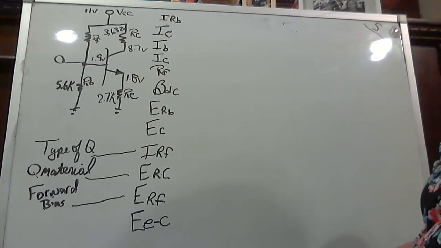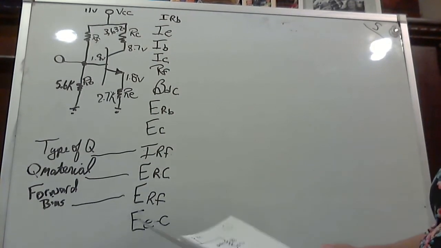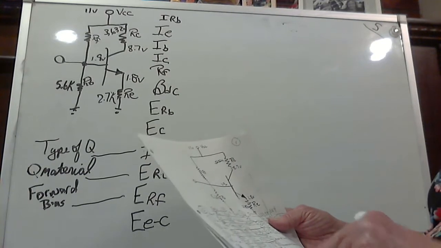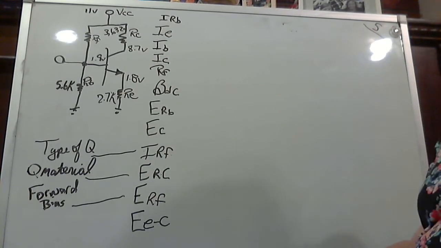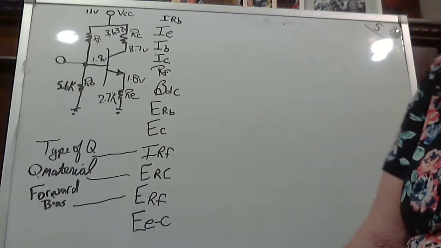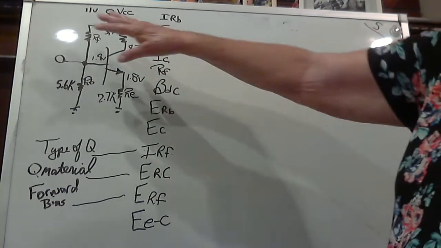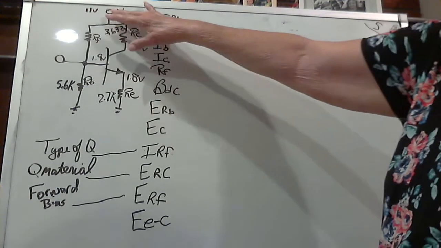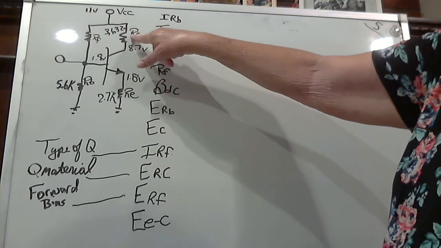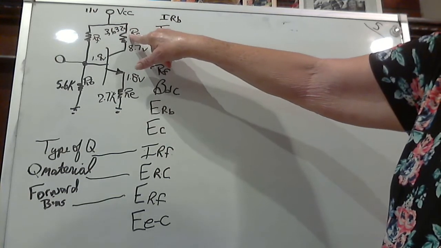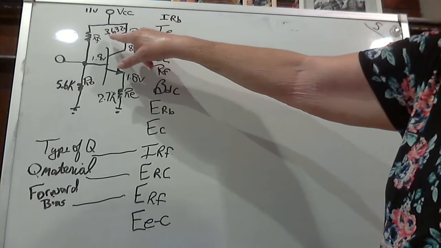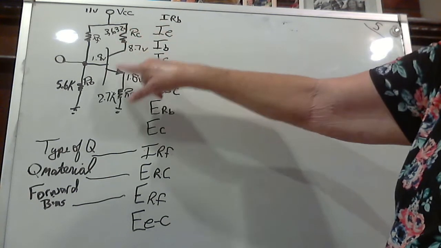Sometimes they're different. So what I will do is I will try to number as I'm going through, and some of these will already be given for this where some won't. On this particular problem, I have the 11 volts for my source voltage that's applied. My collector resistor, or collector load resistor, is 3,632 ohms.